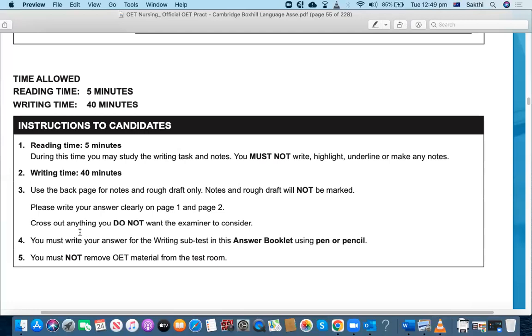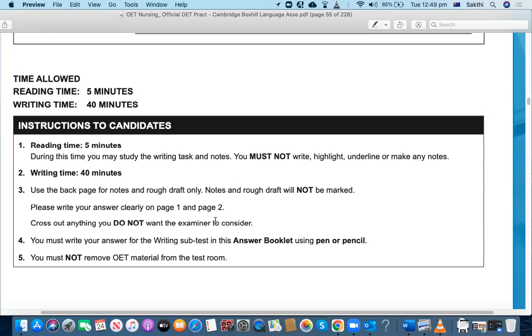You can also use the back page for notes and rough draft only. Notes and rough draft will not be marked, they will not look at them. They will only look at the actual response that you have made in the space provided. You need to write your answer clearly on page number 1 and 2. If you write on page number 3, it's going to be the draft only, unfortunately, and that won't be marked at all.